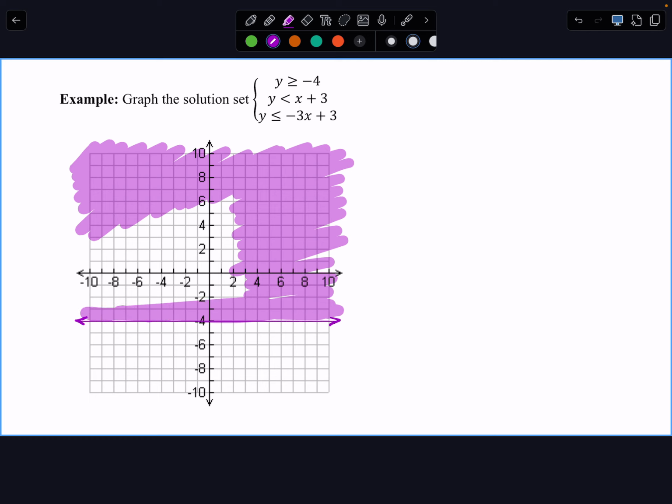Oh, is it vertical or horizontal for the? It's horizontal. Y equals -4 is a horizontal line. All the points where y is equal to -4. Okay.